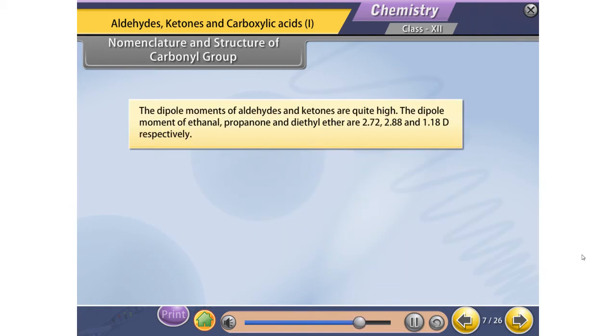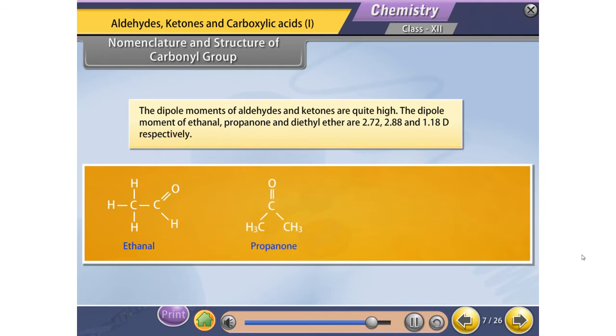The dipole moments of aldehydes and ketones are quite high. The dipole moments of ethanal, propanone and diethyl ether are 2.72, 2.88 and 1.18 debye respectively.